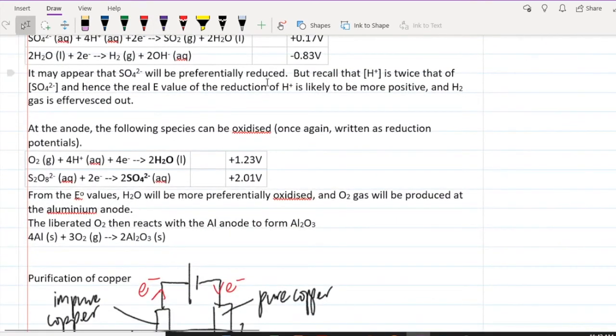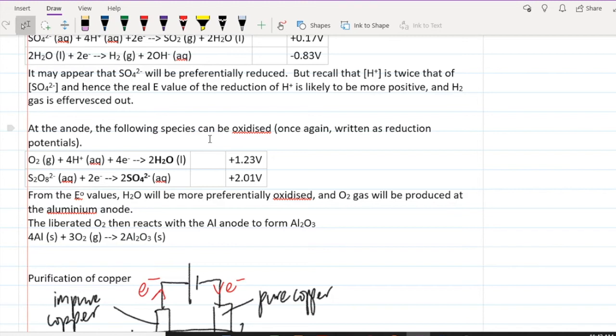At the anode, the following species can be oxidized, right? Once again, I rewrite it as reduction potentials, but with the species that are being oxidized on the right hand side. From the E° values, H2O will be more preferentially oxidized, right? Because it has a less positive reduction potential, and thus O2 gas will be produced at the aluminium anode.